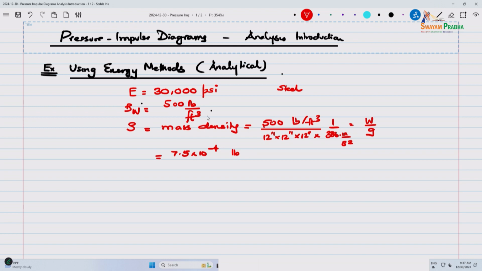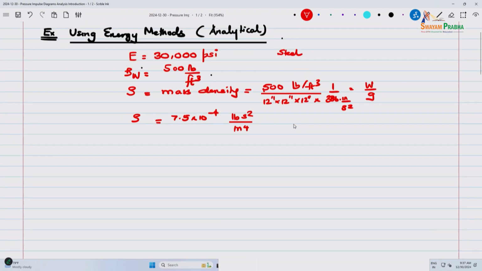So this is pounds per cubic foot, pound second square per inches to the 4. That's kind of an odd unit for a density, but you get that. So then our expression, I did not write.